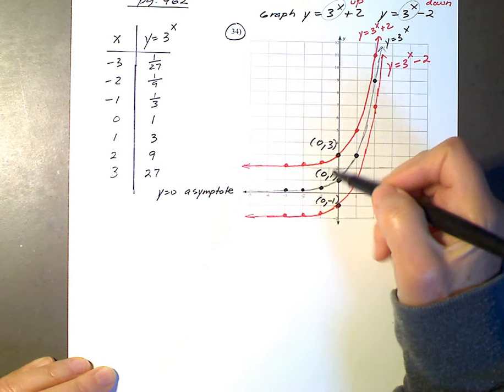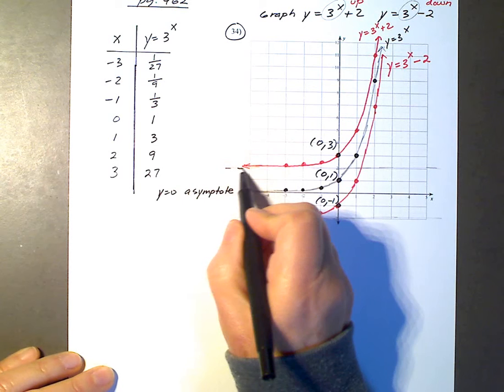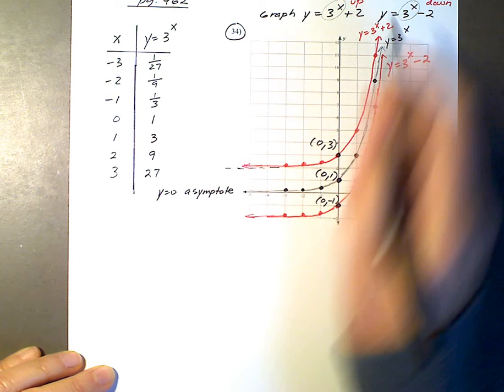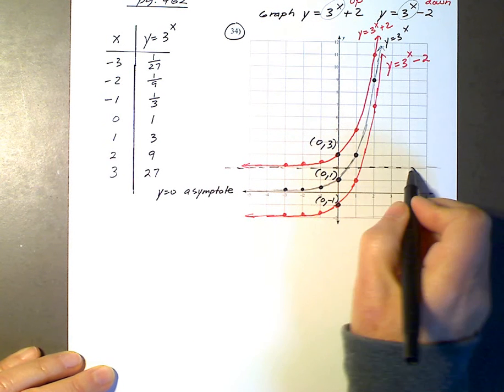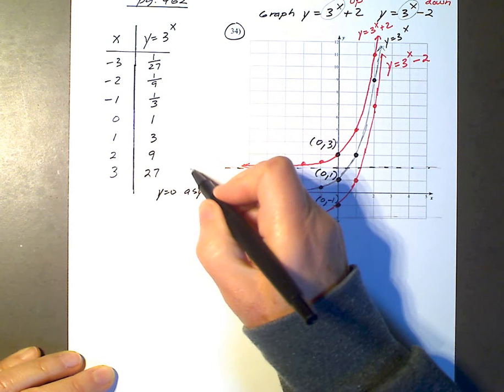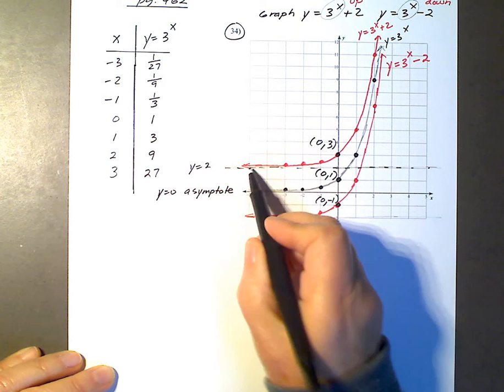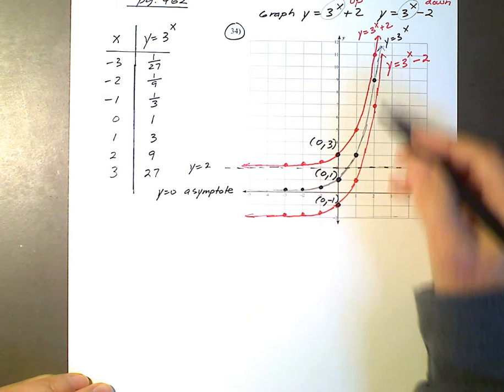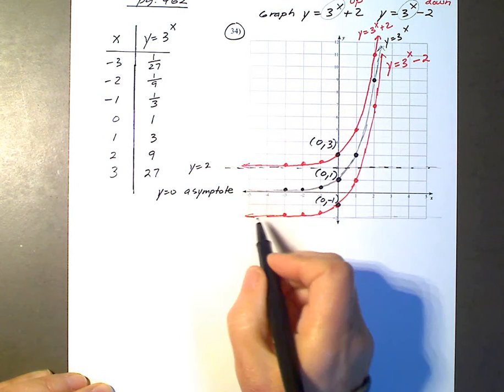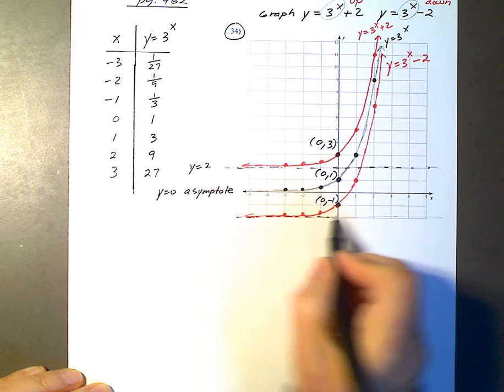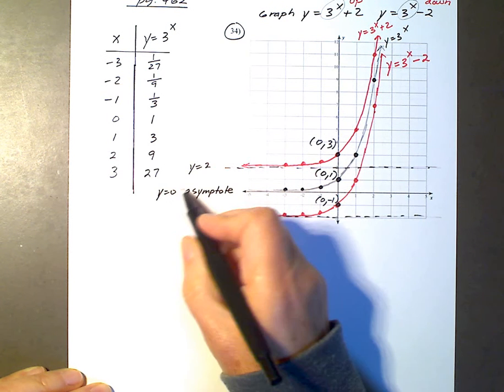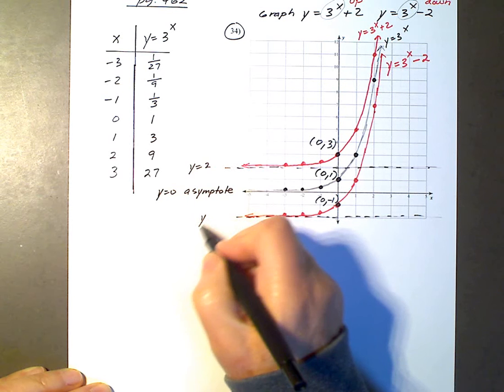The asymptote for this one, y equals 3 to the x plus 2, is the horizontal line shifted up 2 from that, or y equals 2. This graph will never go below 2. And for y equals 3 to the x minus 2, that asymptote line is the horizontal line that's 2 below this one, or y equals negative 2.